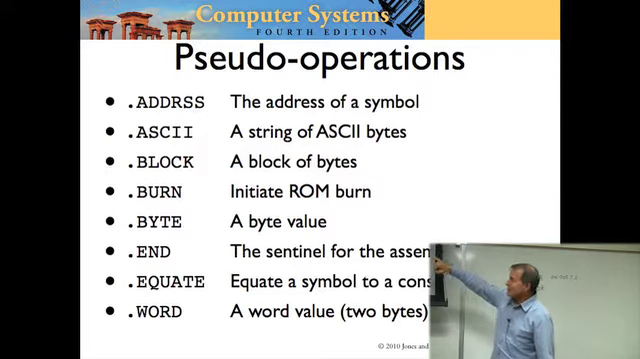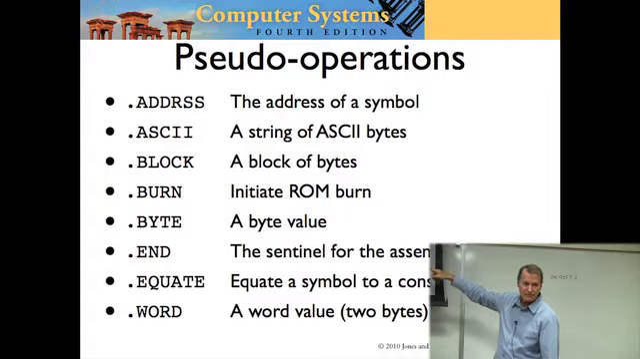Okay, so let's take a look at these pseudo-ops. First of all, there's an .ADDRSS pseudo-op. That's the address of a symbol. Then there's a .ASCII, which is, if you want to write down a string of ASCII bytes, the assembler will convert it to the hex, to the machine language. There's a .BLOCK command, a .BURN command. The .BURN command initiates a ROM burn. You won't ever need to do that. It's only used once to burn the operating system in, and that's already been done for you.